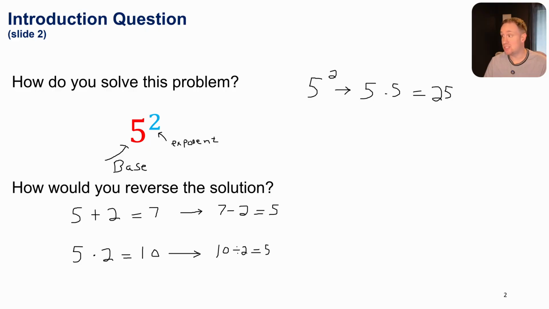So exponents also have something that reverses or undoes the operation that we are using, and this is called a square root. So we use the square root because squaring and taking a square root are opposite operations. So 5 squared, 5 times 5 equals 25, is reversed through this symbol right here. The square root of 25 then gives us the base number 5 here.